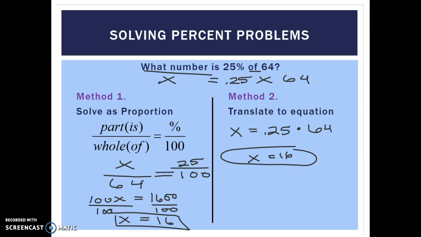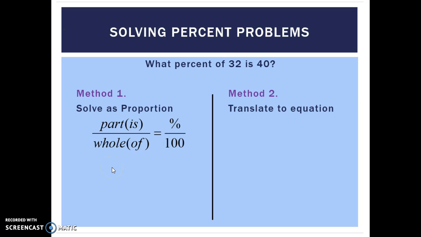So there's two different ways you can solve these problems. Setting it up as a proportion and cross multiplying, or translate it as a math equation by replacing is with equals, of with times, and then dividing and solving to find x. Okay, so let's look at another example. This time we have what percent of 32 is 40.